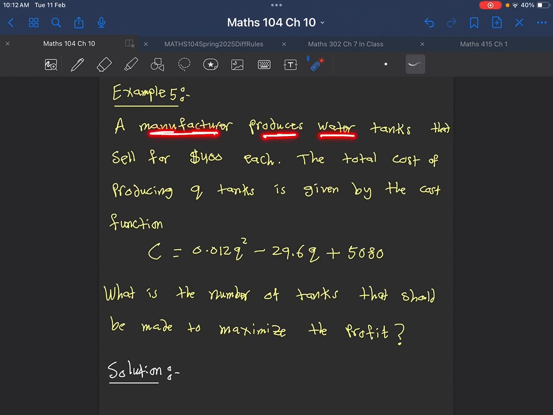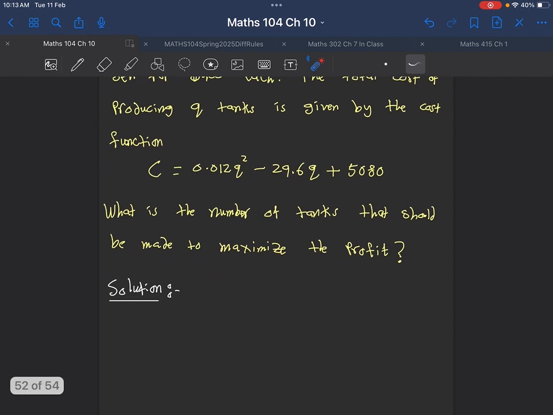Okay, in example number 5, we have a manufacturer that produces water tanks that they sell for $400 each. So here the price is already fixed. For each tank, it's been sold by 400. Now, there is a cost in producing Q tanks, and it's given by this formula here. The question is, what is the number of tanks that should be made to maximize the profit? So we are focusing now at this point at the profit.